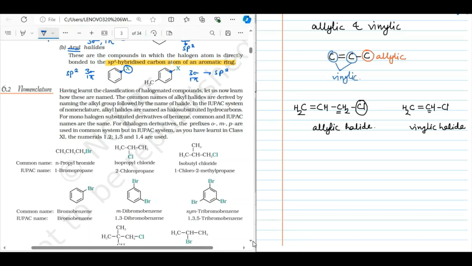Now come to the nomenclature. Having learned the classification of halogenated compounds, let us now learn how these are named. The common names of alkyl halides are derived by naming the alkyl group followed by the name of the halide.